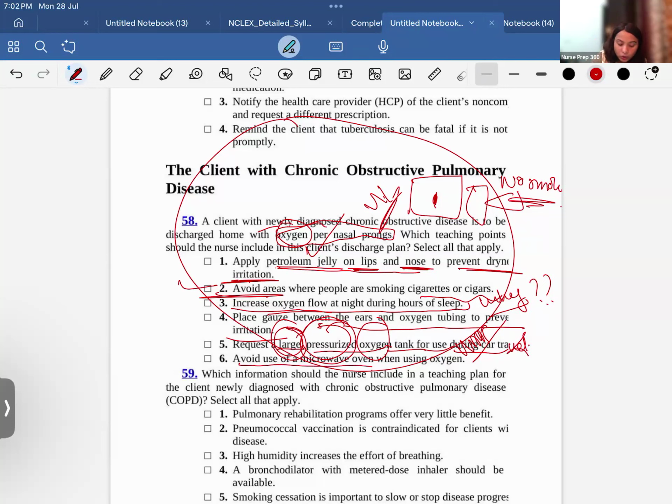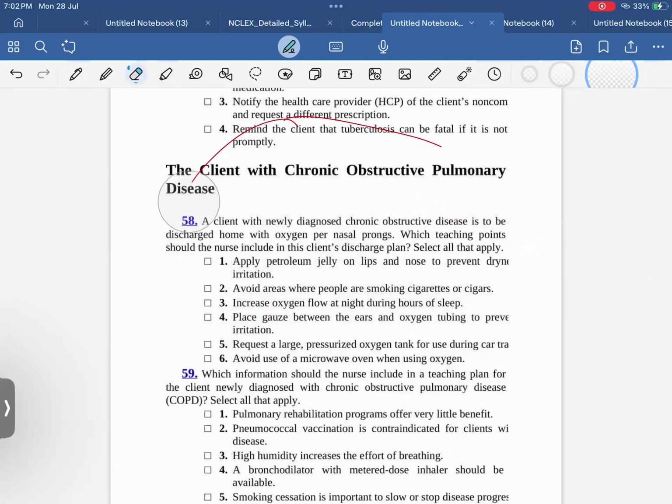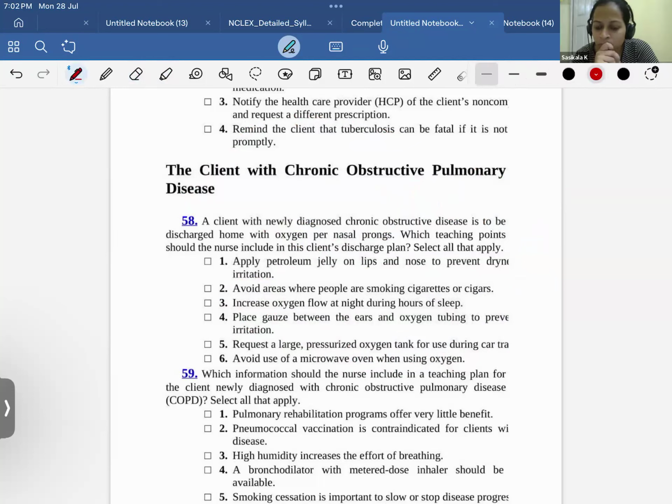Okay, avoid use of microwave oven when using oxygen. Wrong, ma'am. Why wrong? Microwave use is safe with oxygen. Uzma, what did you say? Madam, avoid microwave use. Microwave use is safe with oxygen. Rosaline, what is your answer? What do you think? Wrong, ma'am.